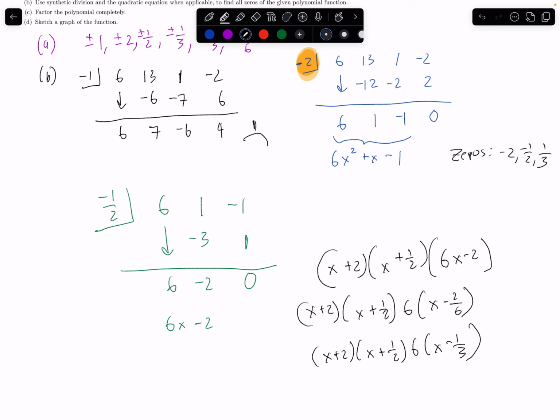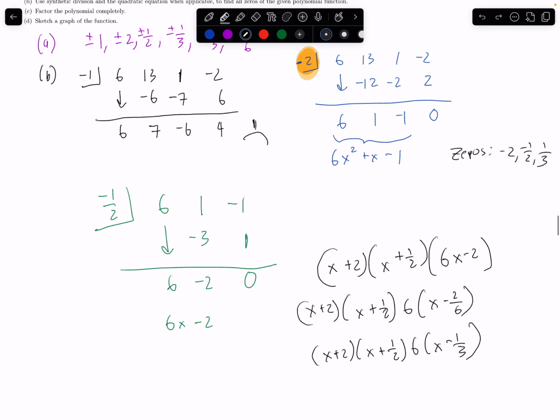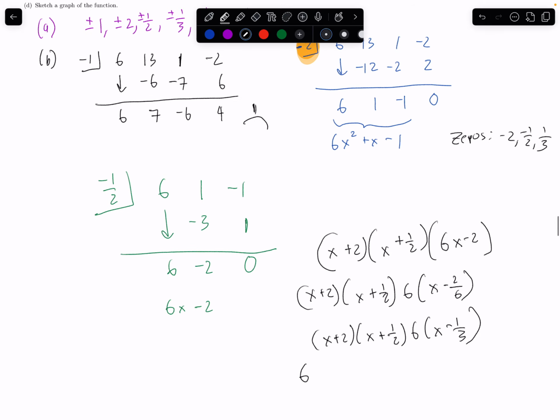Okay, and then this looks kind of weird the way it is right now, because the 6 really shouldn't be there. Conventionally, you bring the whole numbers to the front, right? So 6 in the front, x plus 2, x plus half, and then x minus 1/3. All right, so that's one correct form here.